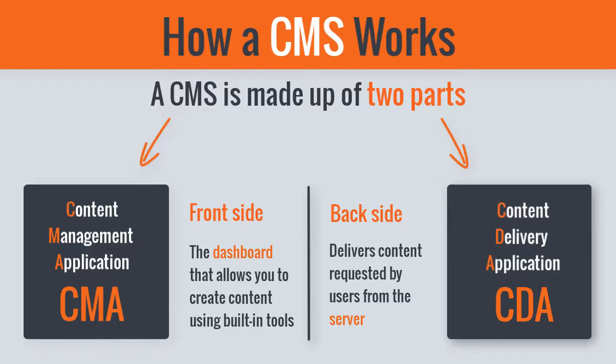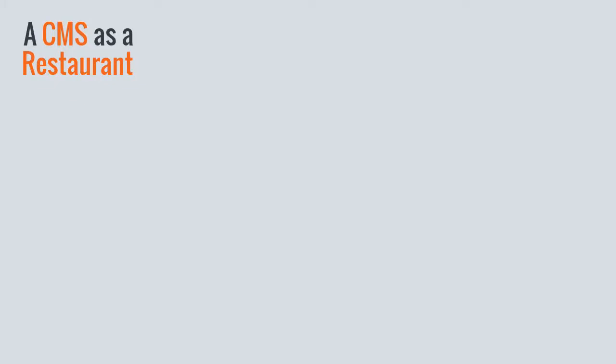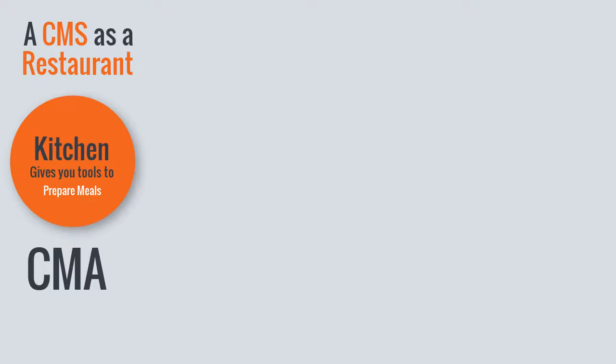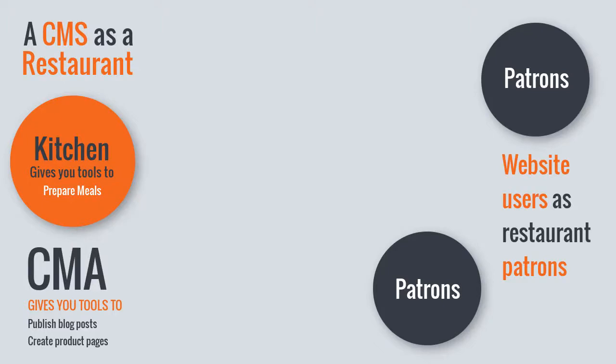To illustrate how these two components relate, let's think of a CMS as a restaurant for a moment. If a CMS is a restaurant, the CMA is like the kitchen. It provides the kitchenware needed to cook the food that customers will be served. That's to say, in a CMS, the CMA is the part that gives you the tools to create and publish the digital content that will be served to visitors, such as blog posts, articles, products displayed on your website. When you're creating them, it's the CMA that gives you the tools to create those parts.